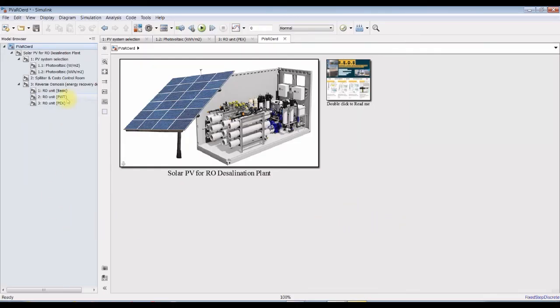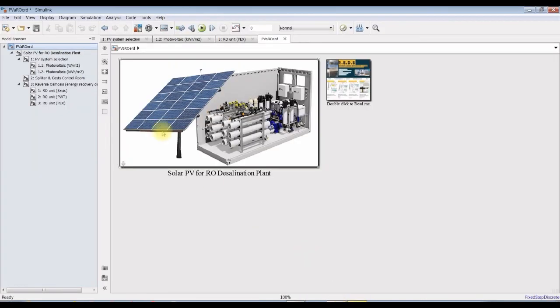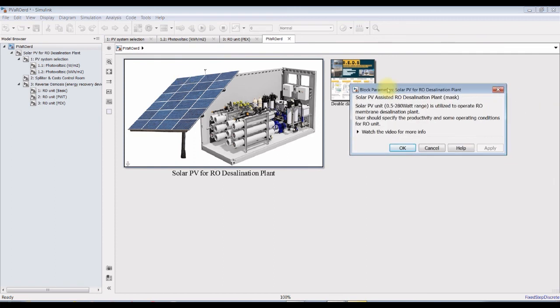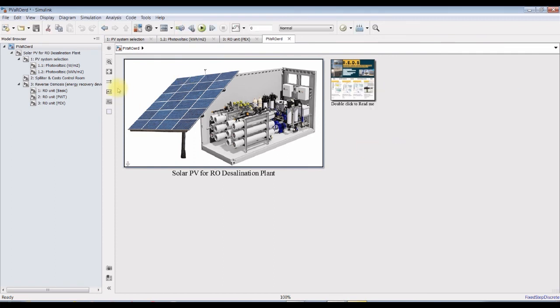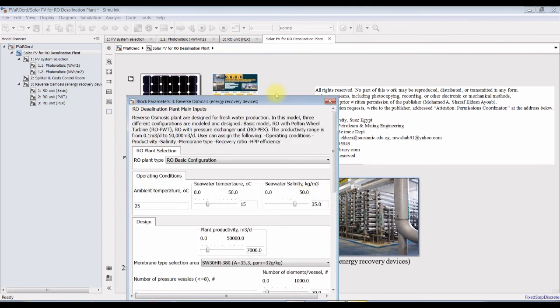For our system, we have to go to our destination folder and run our model from here. The model should appear like this. As you can see, on the main model we can watch some tutorials. This is our plant. We have three main units: the reverse osmosis plant, the photovoltaic system, and the splitter and control room unit. For reverse osmosis, we can discover the following.